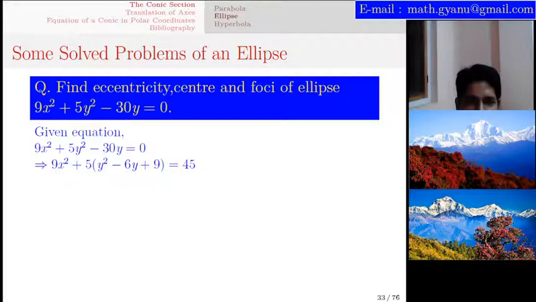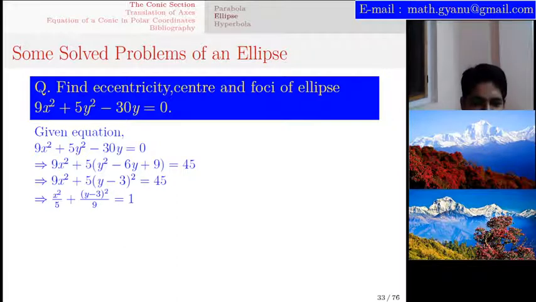Taking 5 as common, it will be y square minus 6y. To make a perfect square, you will add plus 9. To adjust the value, 5 9s are 45. So you will write 45 on the right side. Okay, this is the simple algebraic simplification, and it will be 9x square plus 5 times y minus 3 whole square equal to 45. This can be rewritten as x square by 5 plus y minus 3 whole square by 9 equal to 1.